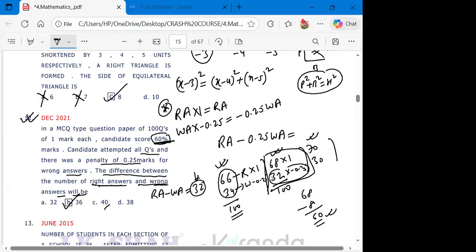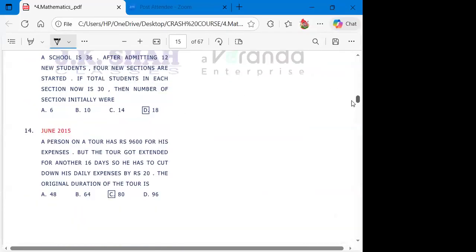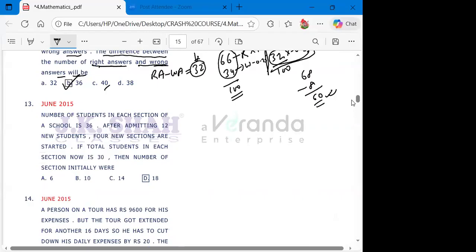Have you all understood this approach? Or should we go for another approach? Or have you all understood this one? Now, this was which number? Okay. Now, 13th.